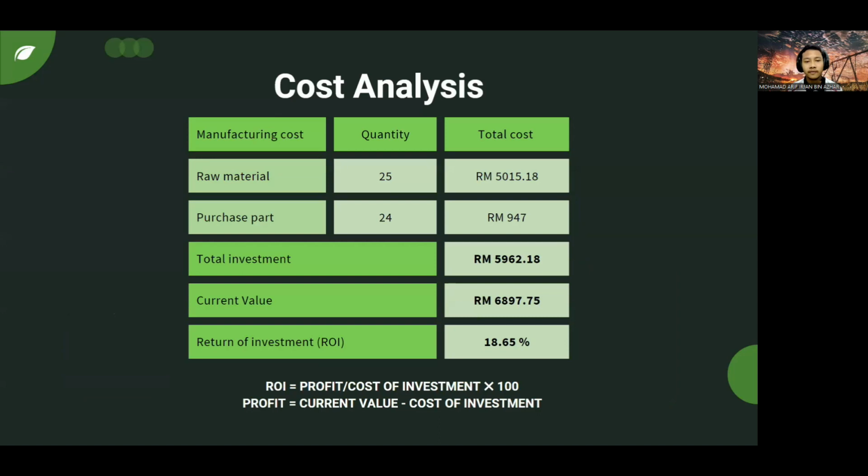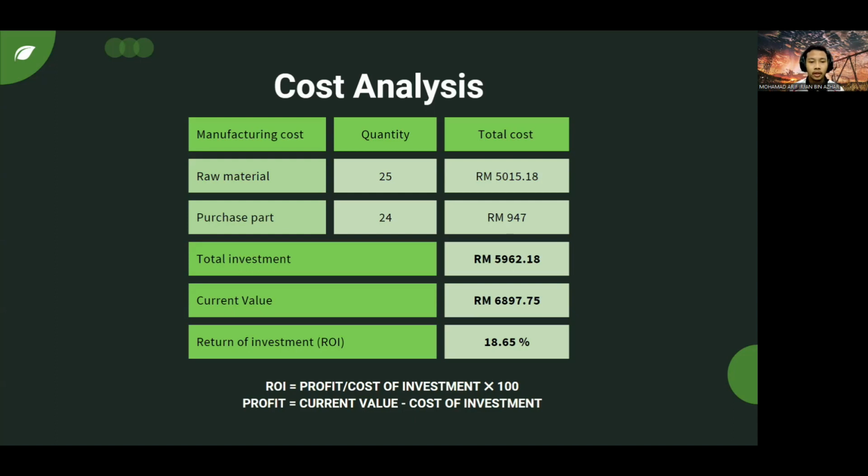Then for the total investment, which is the sum of the manufacturing cost, the value is 5,962.18 ringgit. Then for the current value, which is the price of our drone, the value is 6,897.75 ringgit.